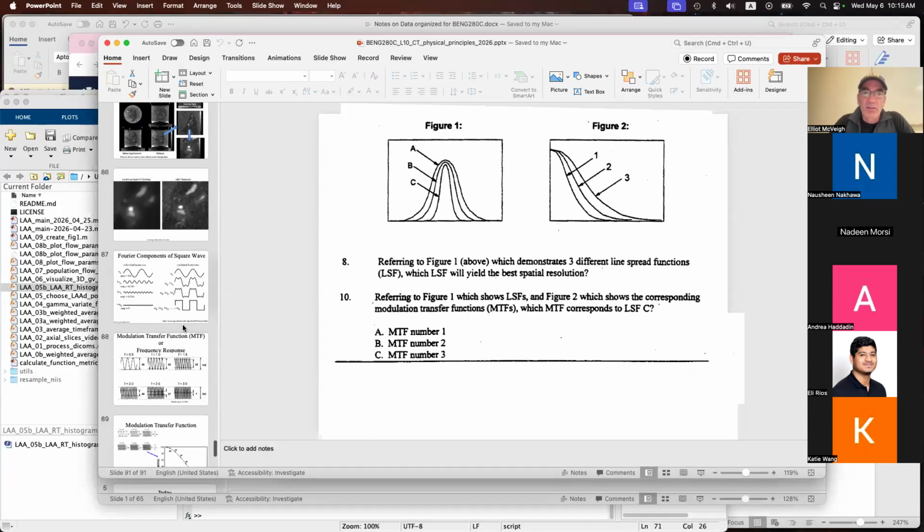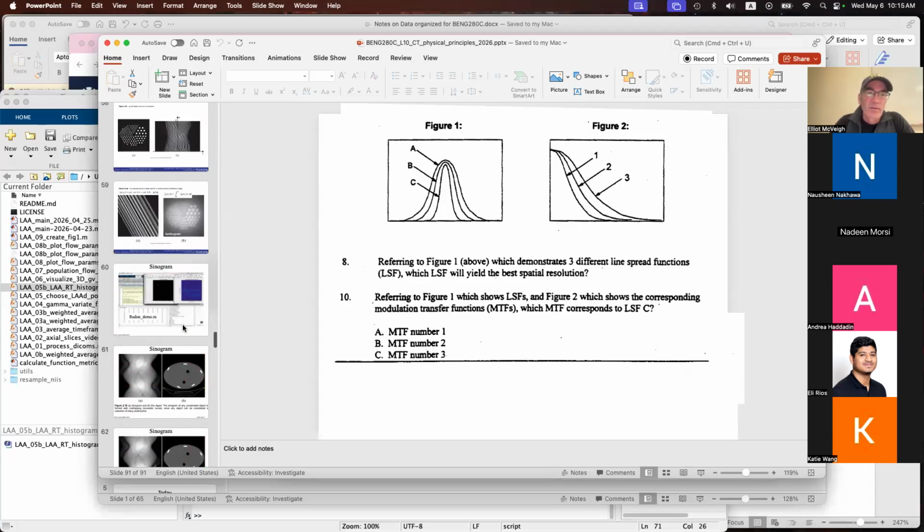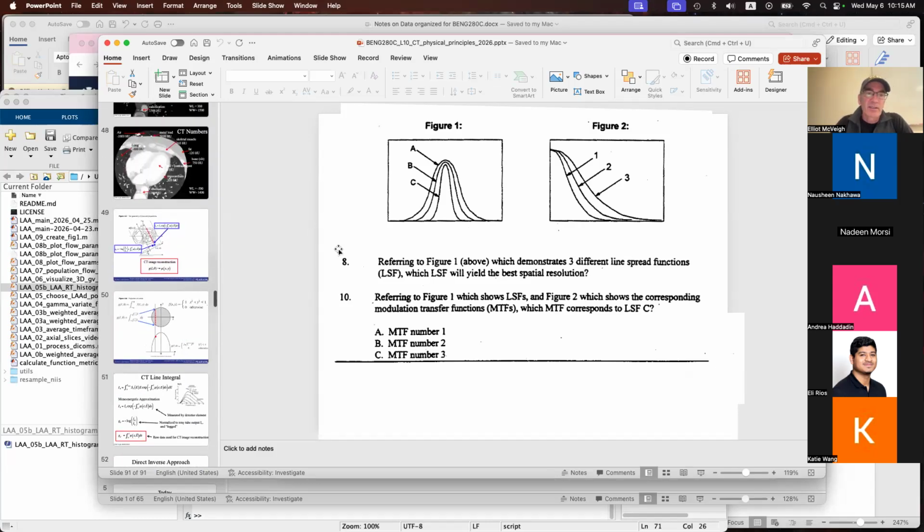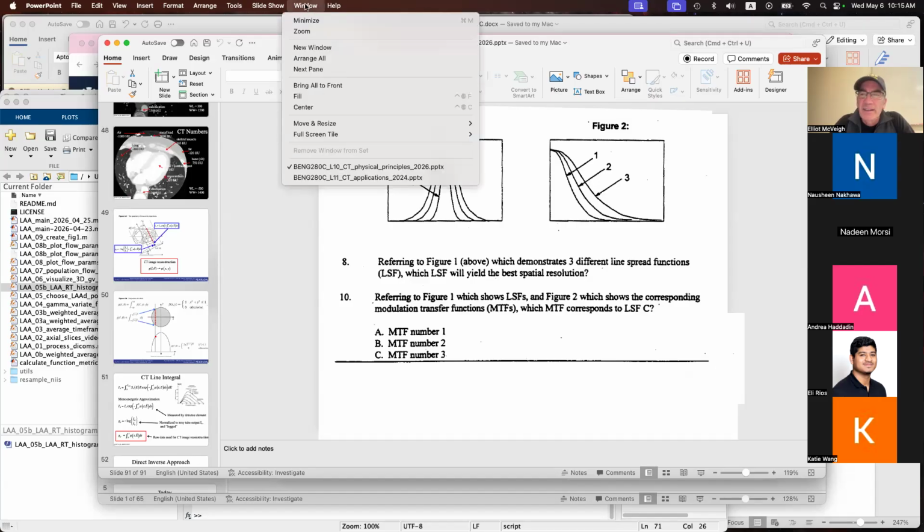Okay, so that is the technical stuff with CT. Now we're gonna take a look at some of the applications.